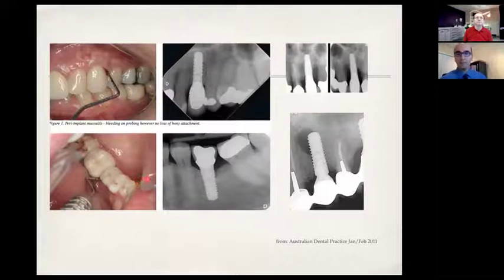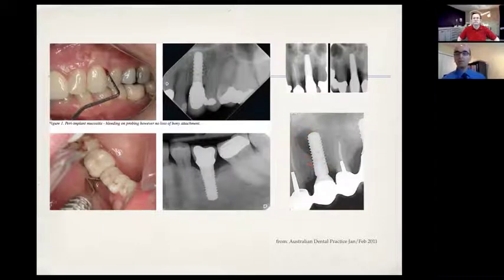As opposed to here, we can see we have deep probing depth up to 9 millimeters. And radiographically, we can see the radiographic bone loss on the distal aspect of the implant, which has happened on the crestal aspect of this implant. This is considered marginal or crestal peri-implantitis. This image here shows the apical peri-implantitis or retrograde peri-implantitis. As you see here, the crestal bone remains intact and osseointegrated, but the apical bone is lost.